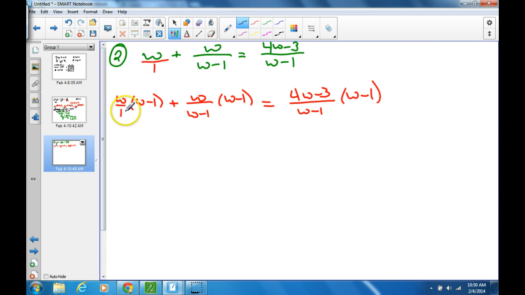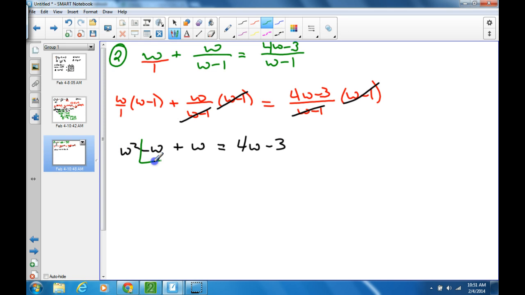So basically, I can get rid of this 1. It's just a 1, right? So what's W times W? W squared. And W times negative 1? Minus W. Here, this cancels, right? So I'm left with a positive W. What cancels on this side? Yep. First of all, these two can go together. What happens to both of those? They cancel out. So I have W squared equals 4W minus 3.